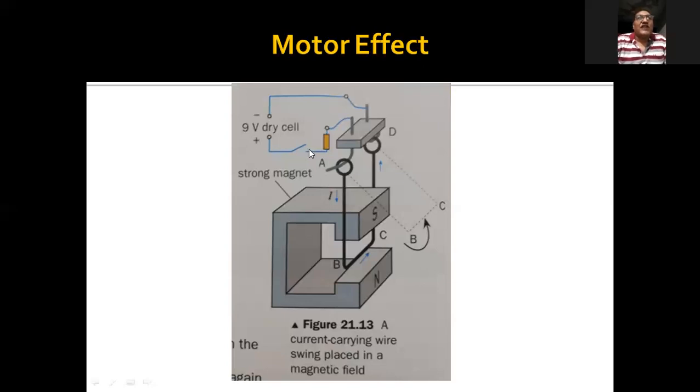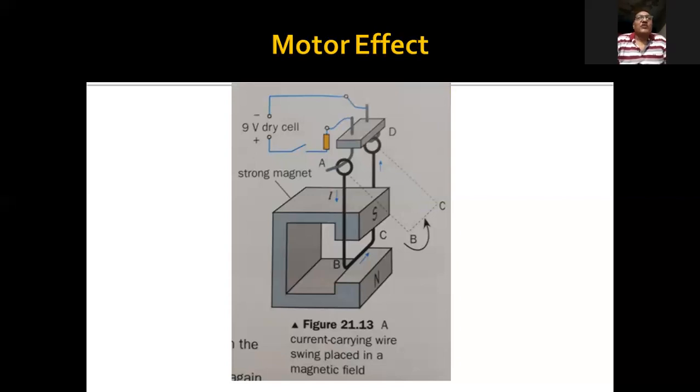So when you close this switch, the current will come from here through A, B, C, D, and from here the current will go back. We are talking about conventional current, and conventional current, you know, starts from the positive terminal of the battery and goes to the negative terminal of the battery. Due to these rings, this coil ABCD is free to rotate. It's like a swing, which moves backward and forward, backward and forward.